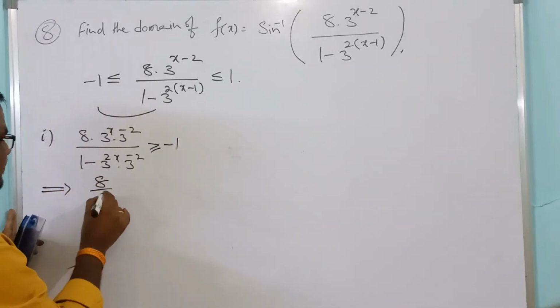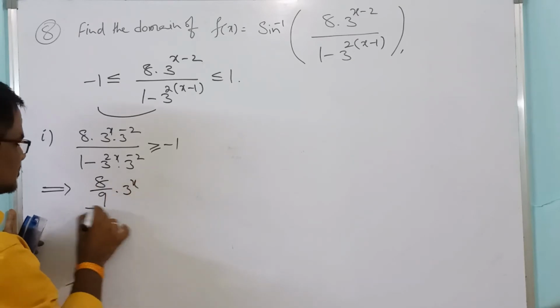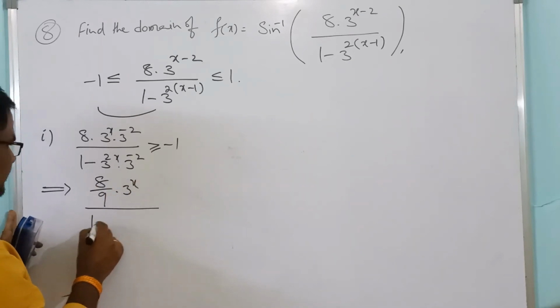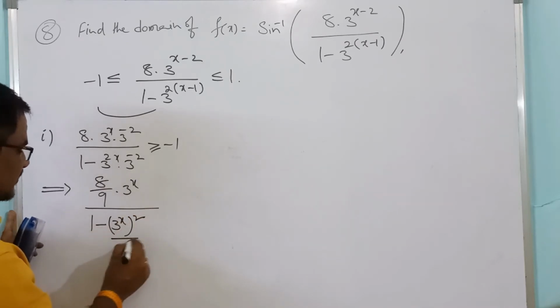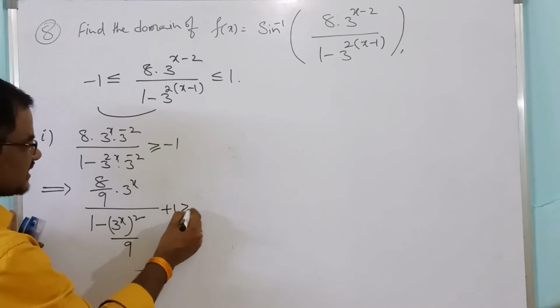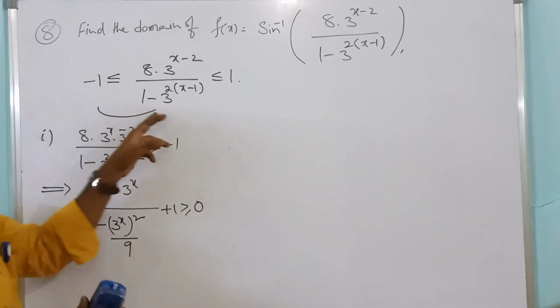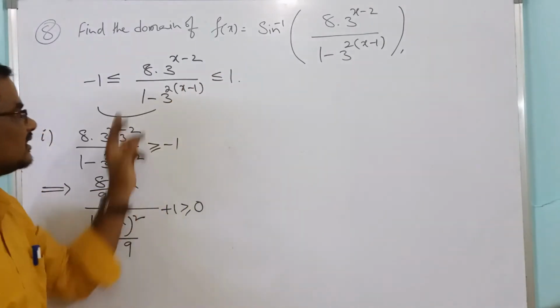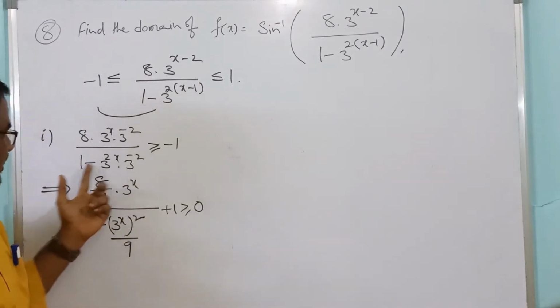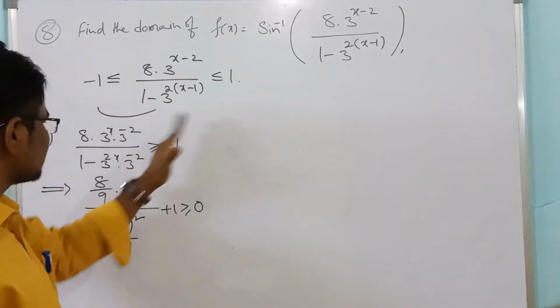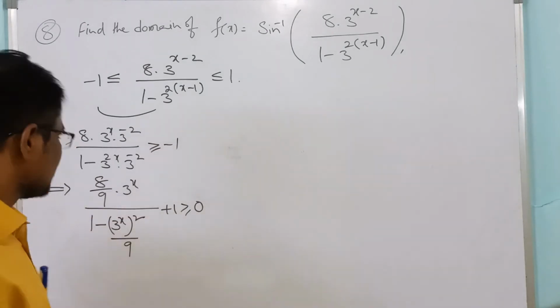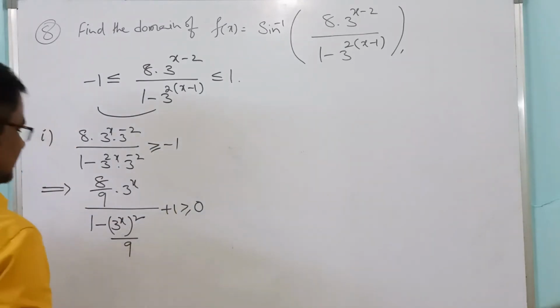This is 8/9 into 3^x divided by 1 minus 3^2x, which can be written as (3^x)^2/9, plus 1 greater than or equal to 0. Because here we can't multiply this side, since it may be negative or positive. So be careful about that. If you know this is positive or negative, then you can multiply both the sides by that value. Right. Now take the LCM.